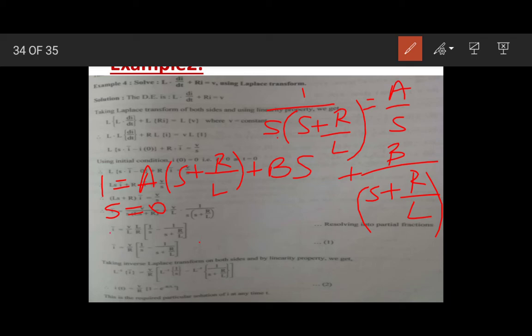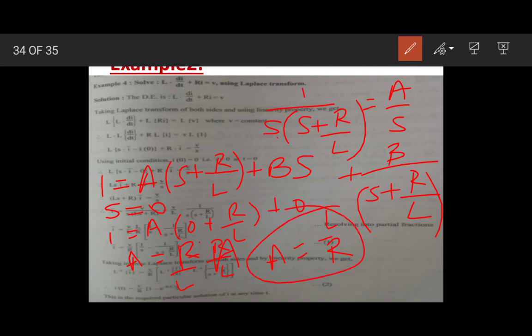When S is 0, then 1 is equal to A into 0 plus R upon L plus 0. So A is equal to, sorry, that will be R upon L A. So A is equal to L upon R. Okay, I got the value of A by substituting S as 0.